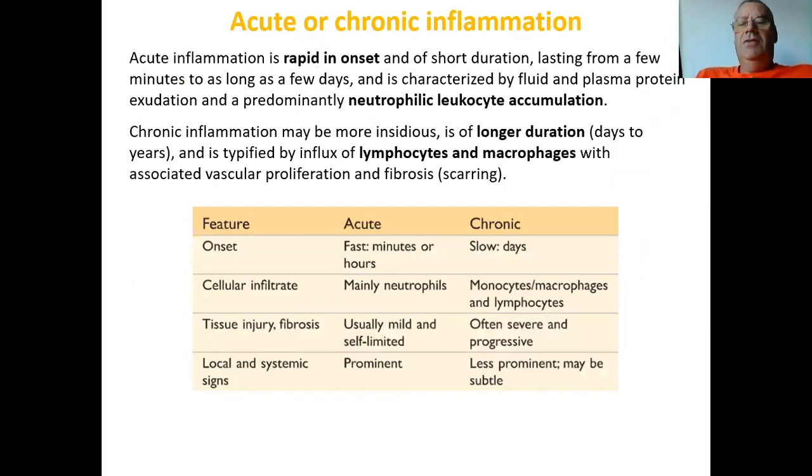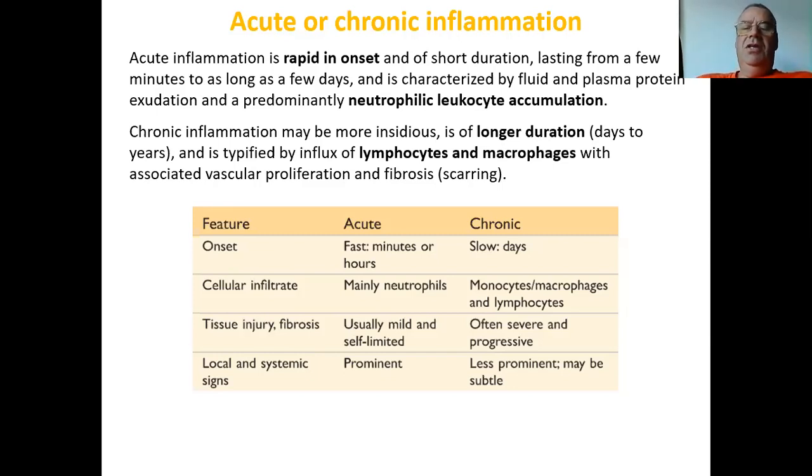So what are the differences between acute and chronic inflammation? Well, in acute inflammation, you get fast onset of symptoms, over minutes or hours. It's mainly neutrophils that are involved initially, and tissue damage tends to be mild and self-limiting. But you often get very significant local signs, such as arthritis.